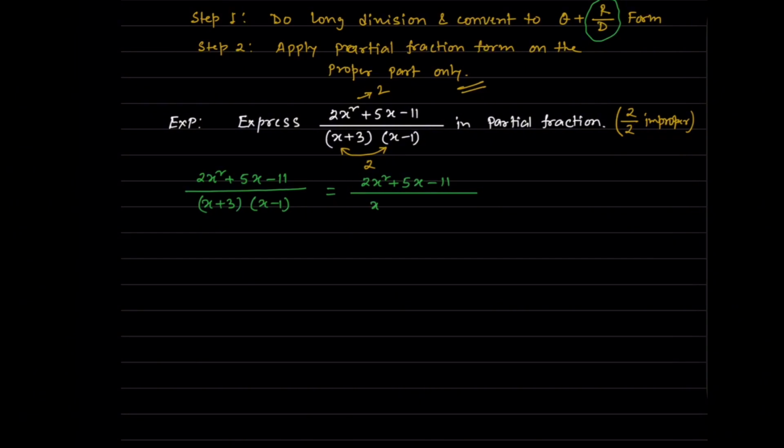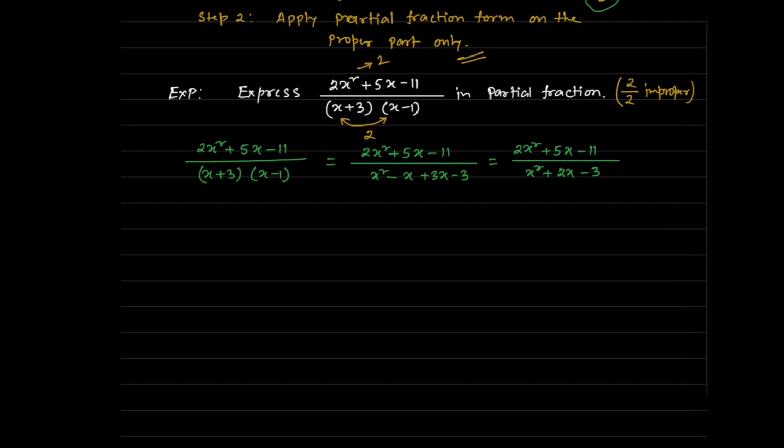We can write x square minus x plus 3x minus 3, so we get x square plus 2x minus 3, with the numerator 2x square plus 5x minus 11. Without this, we cannot do long division. So the next part is just to do long division. Step 1, long division. This is your step 1.